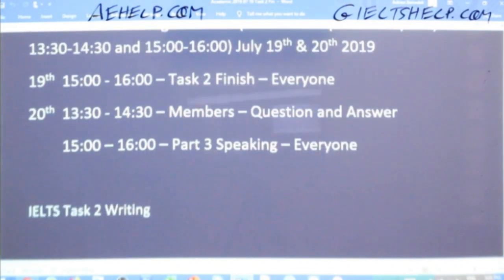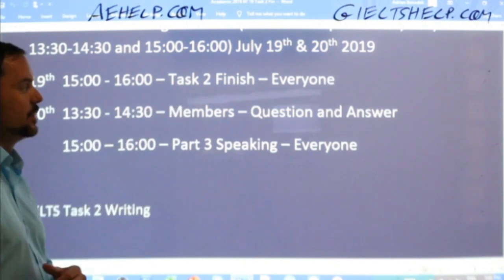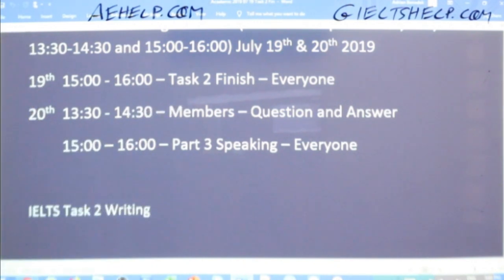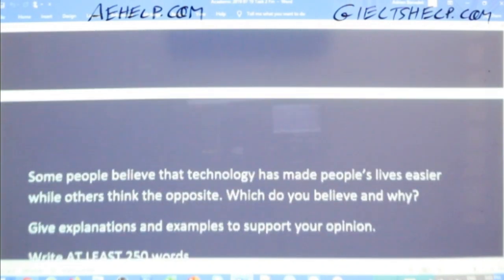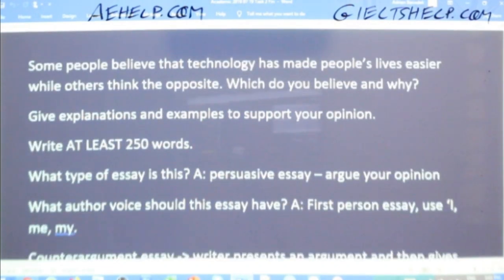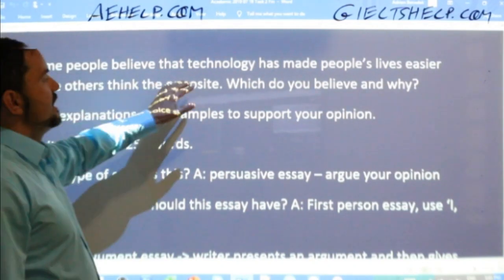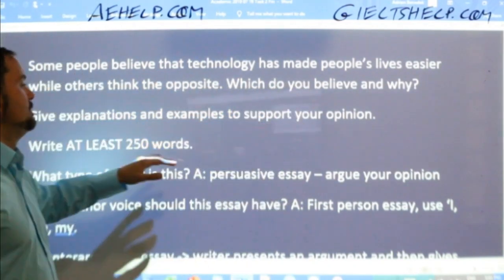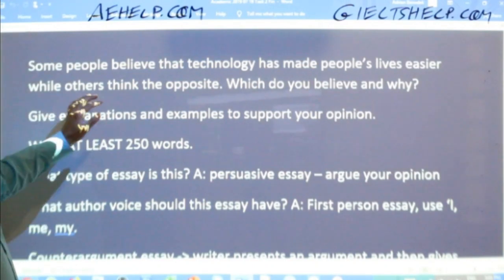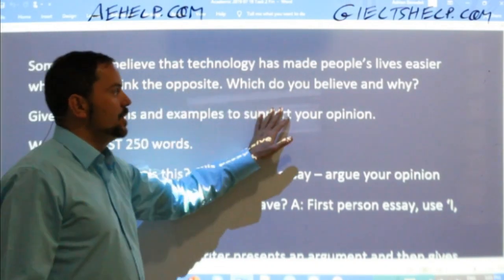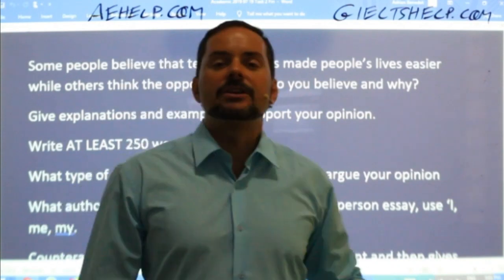Today we finish the Task 2 that we started yesterday. We'll look at body paragraph 2 and the conclusion. This was our question from yesterday. Some people believe that technology has made people's lives easier, while others think the opposite. Which do you believe and why?